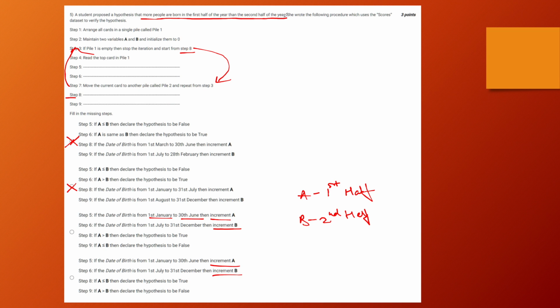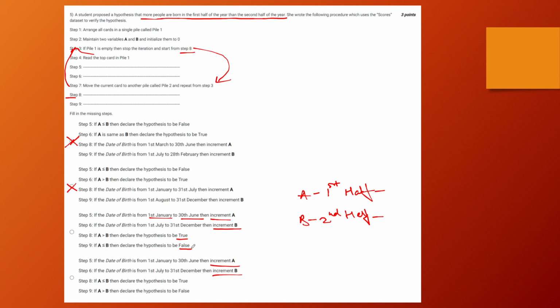That if A is greater than B, that is, if the number of people born in the first half are greater than the number of people born in the second half, then the hypothesis is true. This is exactly what we wanted. It also says that if A is lesser than or equal to B, then declare the hypothesis to be false. That is exactly what our criteria is. That's exactly what we want.